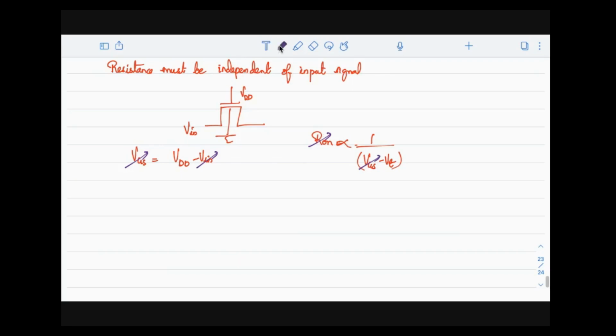What I want to make here is VGS independent of V in. If VGS is independent of V in or input, I can assure linear operation. Will you agree to this? If your VGS is independent of V in, I can assure linear operation because your resistance will be constant. You will not see any nonlinear variation there. Now the question is, how can I make VGS independent of V in?